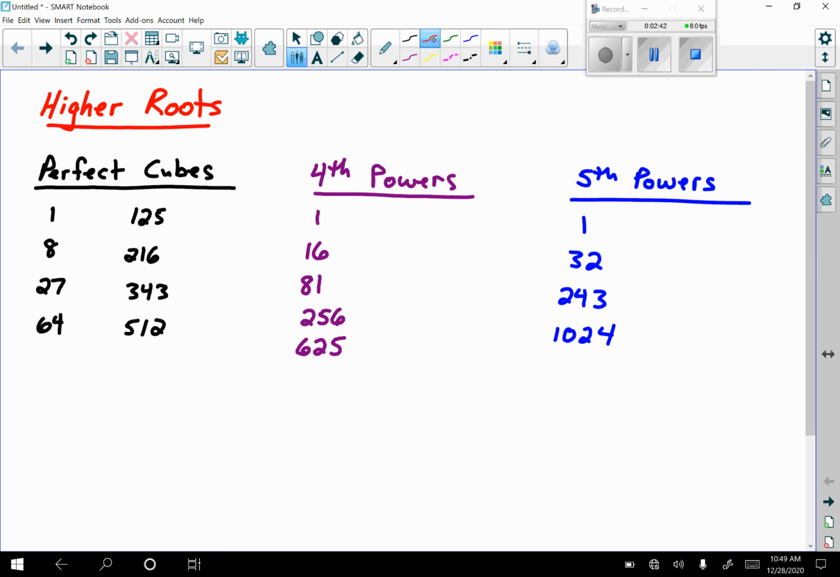Next is sixth powers. Again, 1 to the sixth is 1. 2 to the sixth, if we took 32 and then multiply that by 2, we get 64. 3 to the sixth is 729. We'll just do one more. 4 to the sixth is actually 4096.